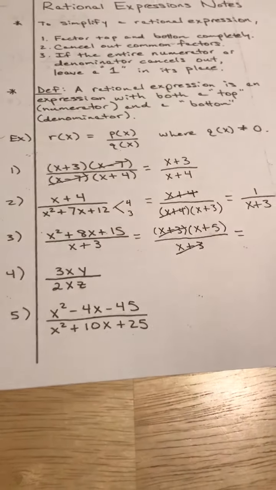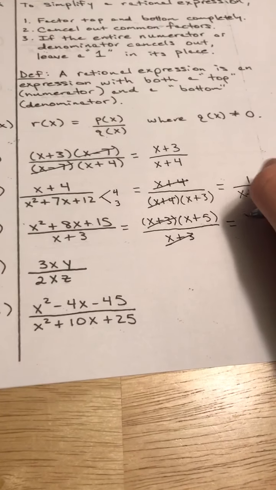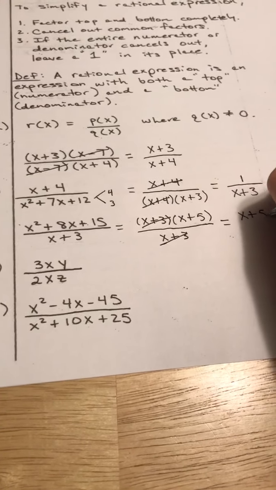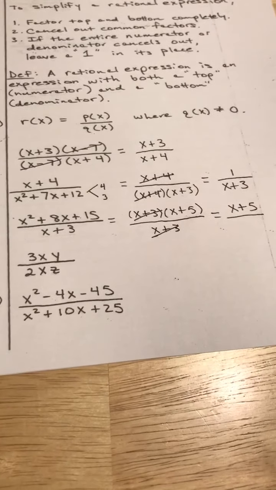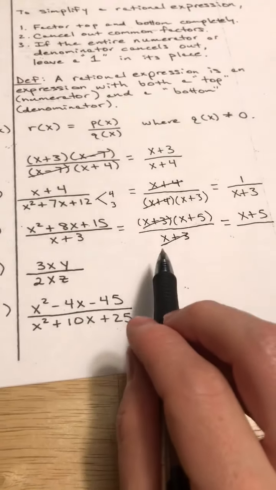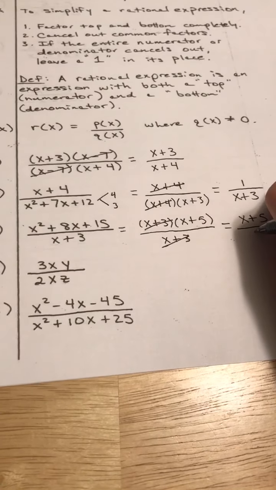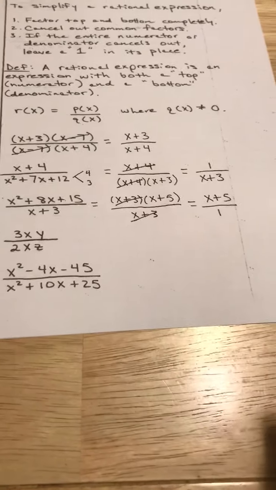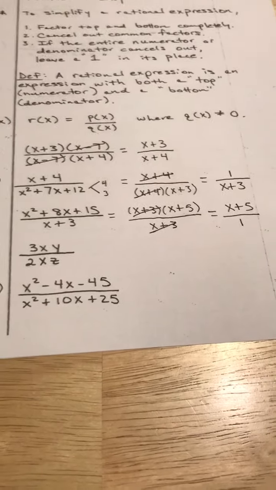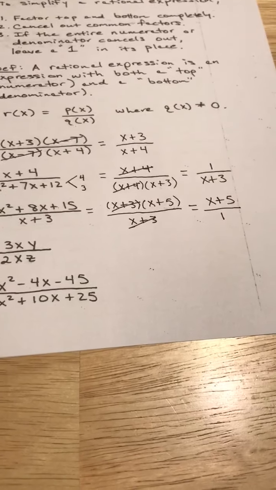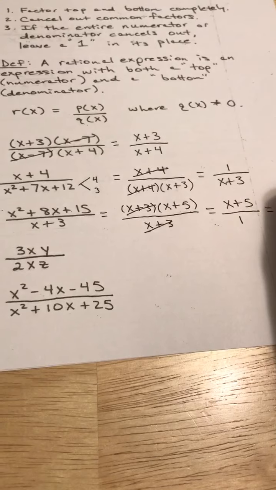So now, what do I have left at the top? X plus 5. What do I have left at the bottom? Nothing, right? Because we already canceled out everything. So I leave a 1 in its place. Okay? Now, since I do have a 1 at the bottom, that means I'm basically dividing by 1. So actually, the answer would just be x plus 5.